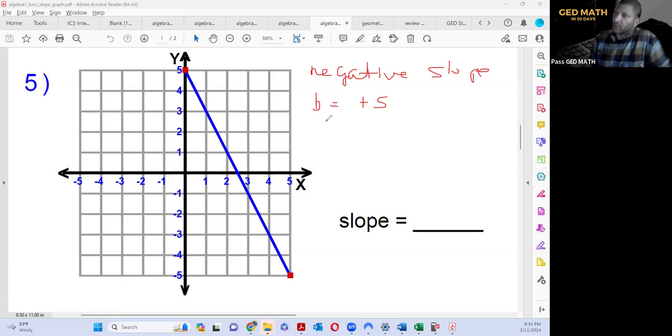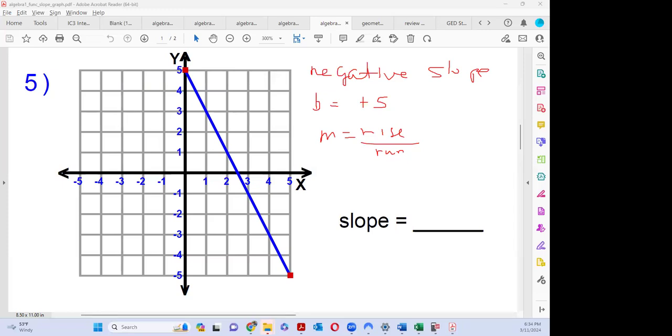Now, to find my slope, because remember, for the equation of the line, we need two things. We need the slope and we need the y-intercept. Well, we already got the y-intercept, so we're going to use that first point. Which direction do we need to go to get to that second point? Down. Count with me.